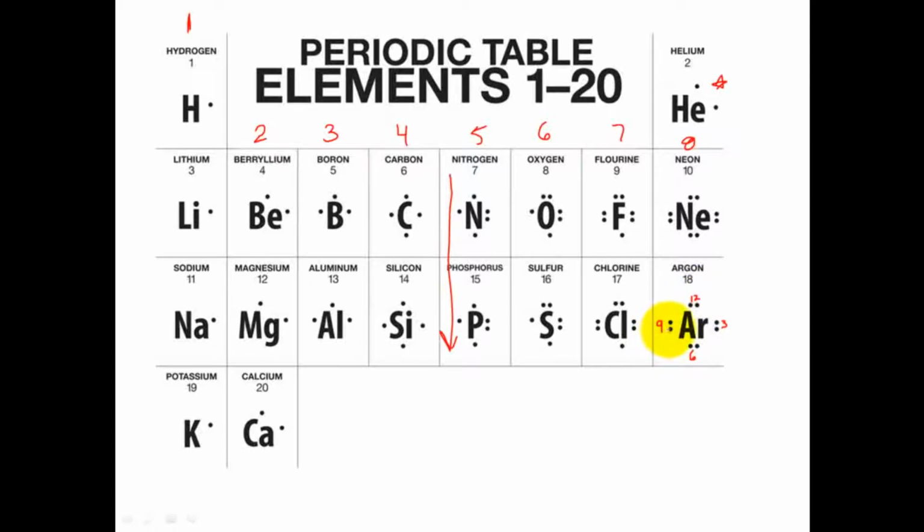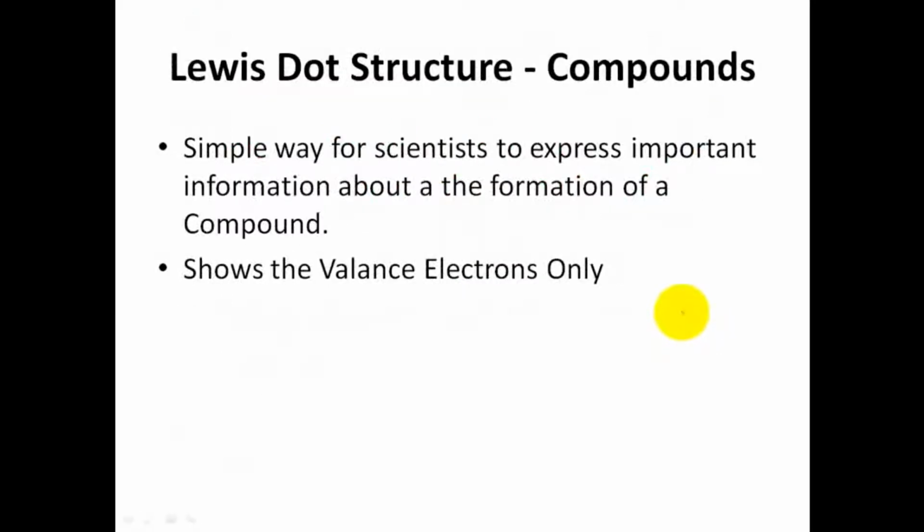Now in order to do ionic compounds using a Lewis dot structure, we first need to know how to do it using the elements alone. Now we're going to start combining them together to form Lewis dot structures for ionic compounds. Once again, this is simply a simple way for scientists to express important information about the formation of my ionic compound. Okay, and the key here is showing the valence electrons only.